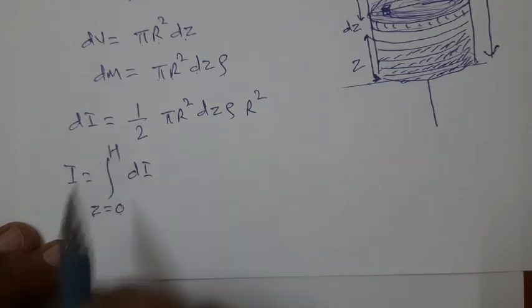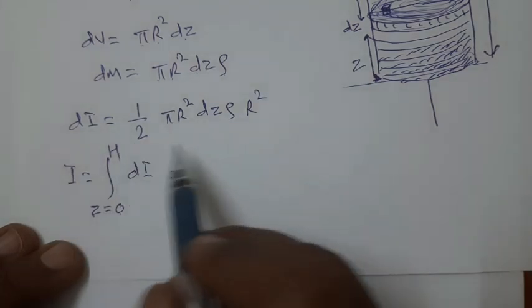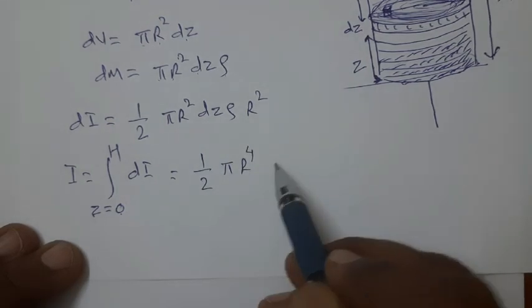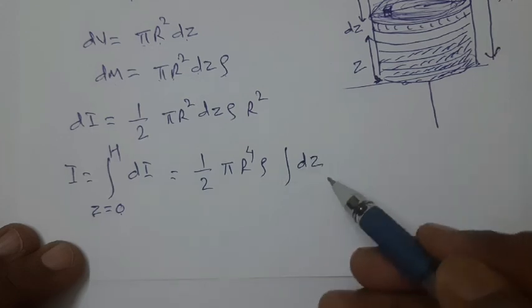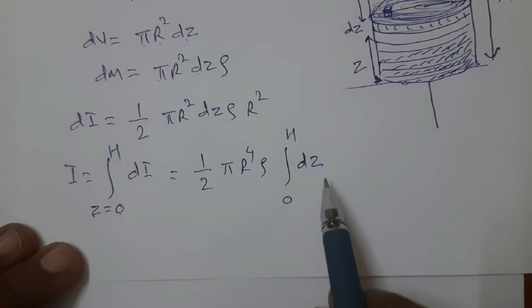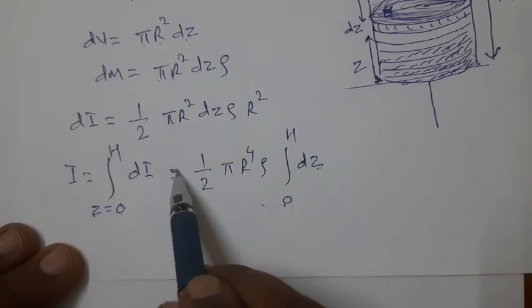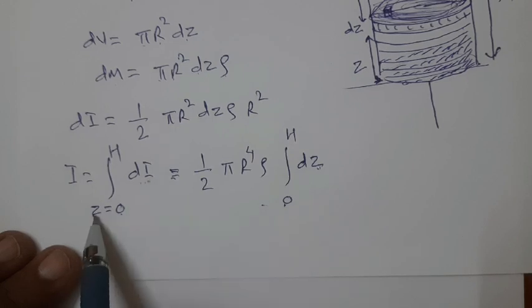That means z is equal to 0 to z is equal to h. Now I can take the common terms outside the integration. Therefore it is half pi r raised to 4 rho, and then only there will be integration over z, that is dz, from 0 to h. Now as the variable is z itself, there is no need to write z is equal to 0 once again. Here it is essential to write because the variable seems to be I, but actually we will have to vary z from 0 to h.